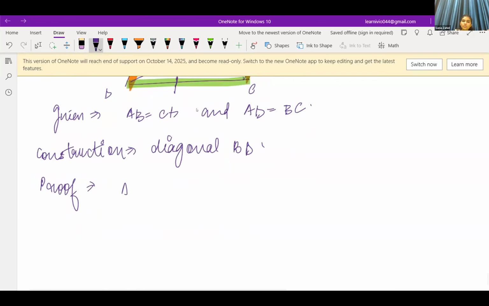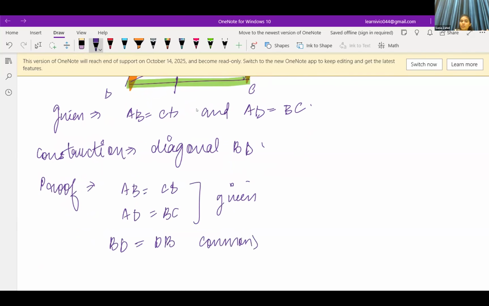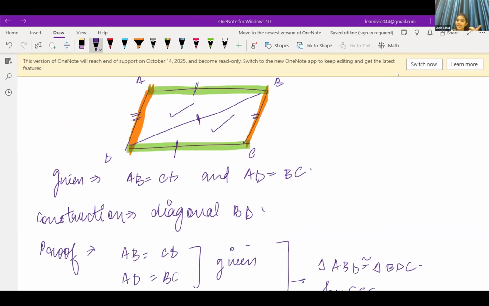So AB is equal to CD, and AD is equal to BC. This was given, and BD is equal to DB, that is common. So I have triangle ABD congruent to triangle BDC by SSS. But now children, your question should be, ma'am, why did you prove them congruent? Our motive was not to prove them congruent. Our motive is to prove the sides parallel.